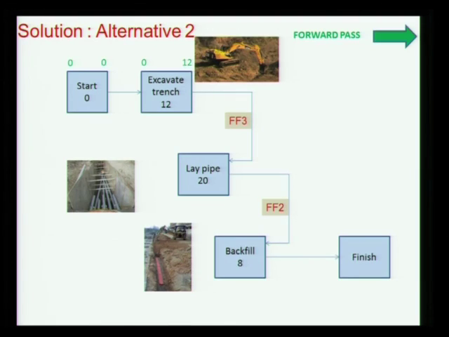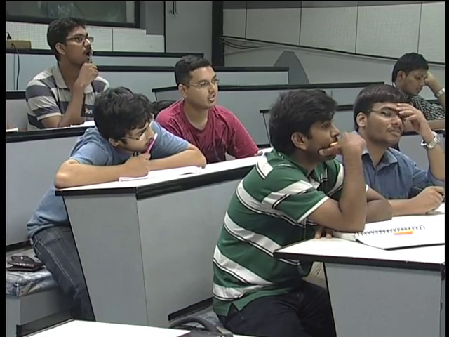So when you work backwards from here, let's do the calculation. As you go in, you have 0, you have 12. Now how do I calculate early start, early finish of laying pipe? It'll be 15. But the duration is 20. Right. So this is the problem we run into.